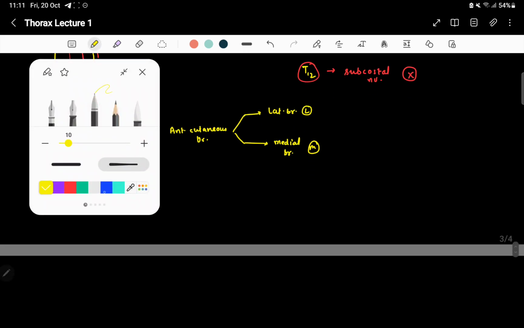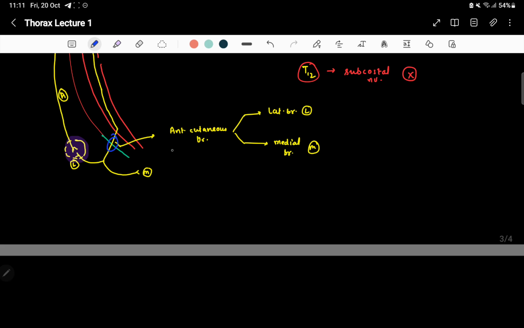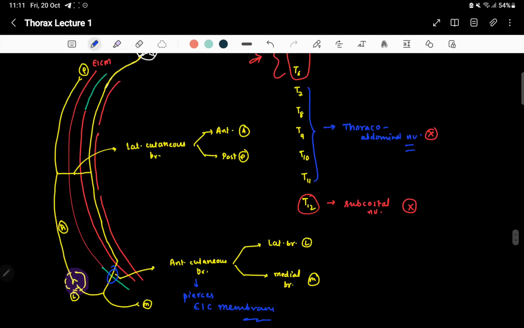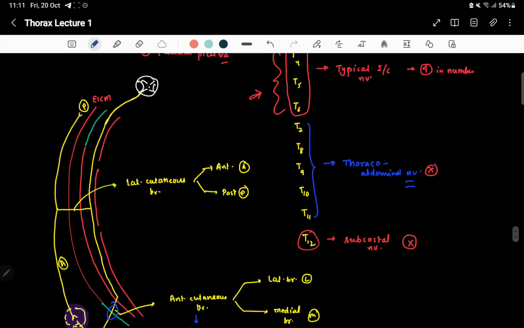So what does it pierce? It is very important. It pierces the external intercostal membrane, not the muscle. It pierces the external intercostal membrane, not the muscle. So with this we have finished the course of a typical intercostal nerve.